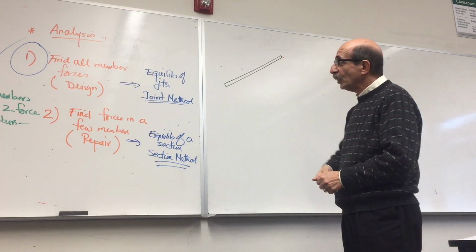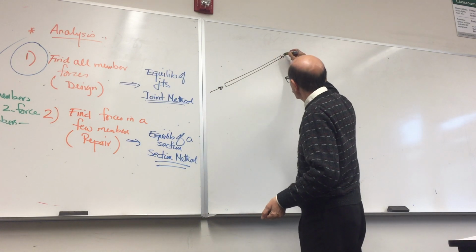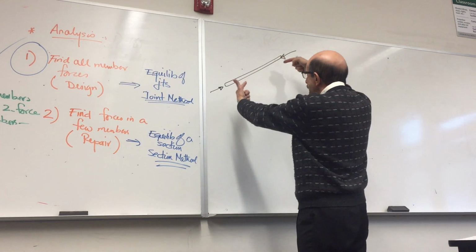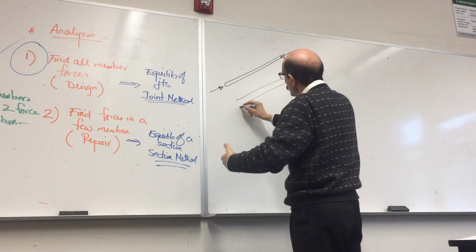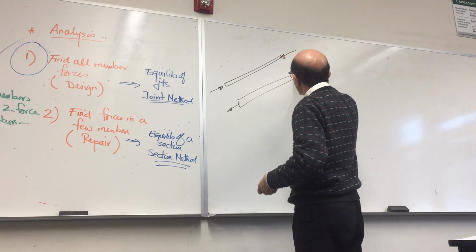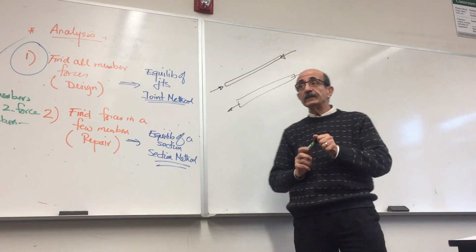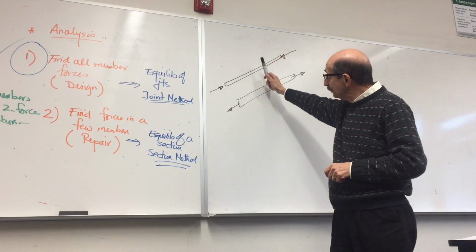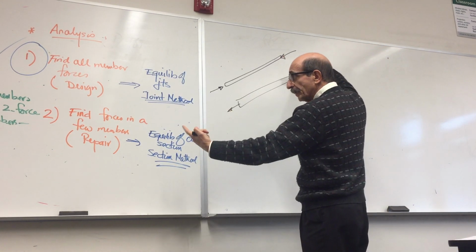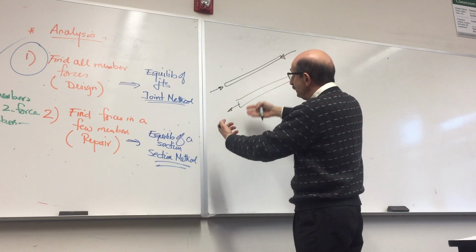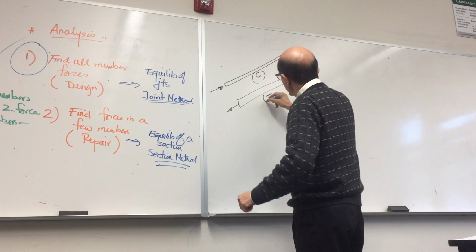These members are either subjected to a force like this. These are two-force members, right? Forces are acting along the line connecting the two ends. They can be either like this or like this. So in the design of a truss or finding the member forces, it is very important to know if the member is subjected to forces like this or like this. This means when this member is subjected to two forces that are pushing it in, that member is in compression. If they're pulling it, it is under tension.